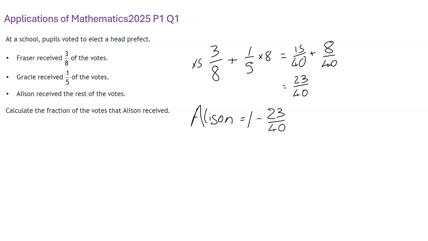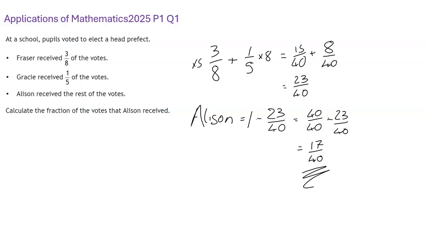So 1 could be thought of as 40/40. And it's then going to be take away the 23/40. So that's then going to give me 17/40. So that is going to be the fraction that Alison gets. Now the question doesn't go any further and ask you, for example, who's then won the vote. It wants that fraction that's left. That's what the question's asking you for. That's me got the solution for it, and that's me showing how to do it.